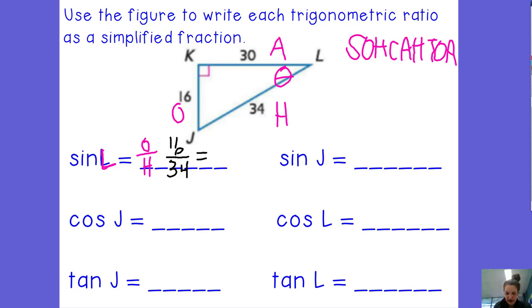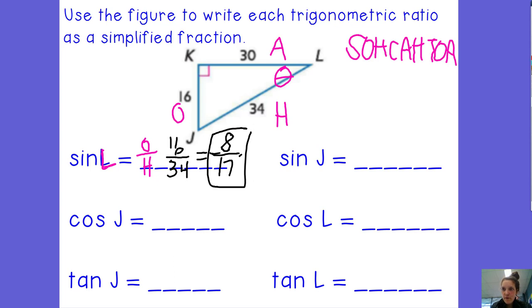So all I have to do now is just reduce it. I'm just going to type that in my calculator and press math enter, because that reduces fractions for me. And that gives me 8 over 17. So it asks specifically for me to keep it as a simplified fraction. So that's my final answer, 8 over 17.